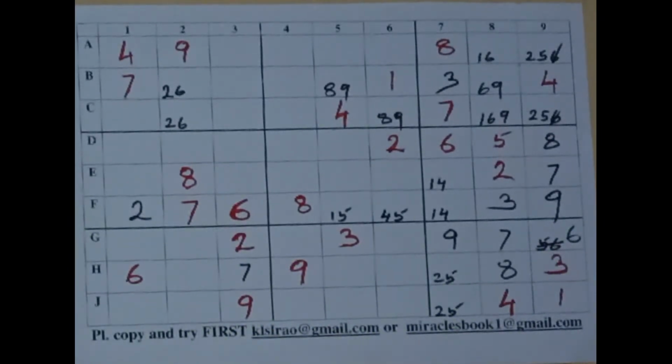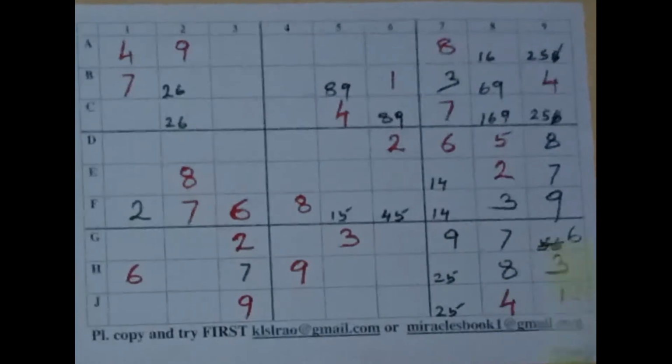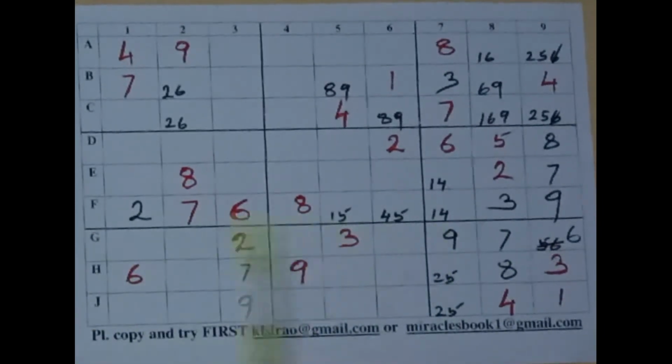Okay, now we have to start our rows and columns examination. Okay, now you see we have 5 numbers in row G and 5 numbers in row H. So let us start our work with these 2 rows. Okay. Let us see.